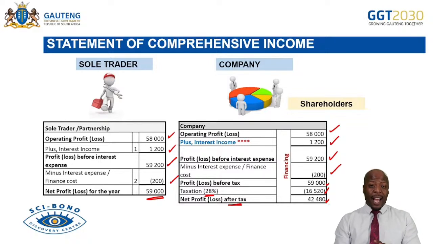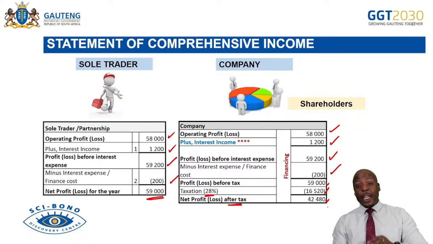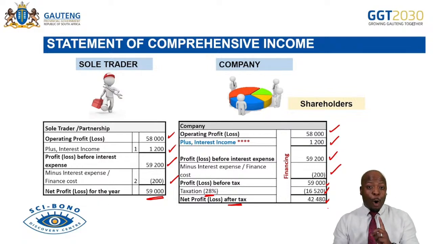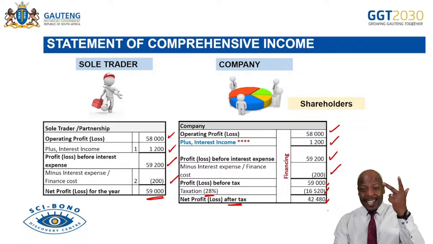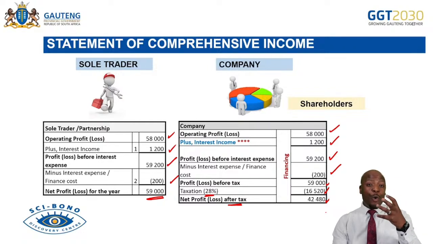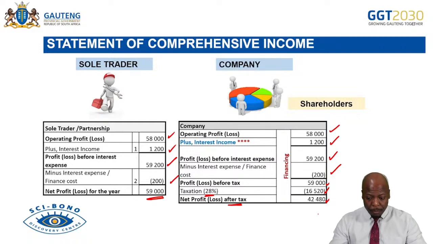So this year, our statement of comprehensive income will assume the same structure, but we're going to add certain aspects onto it, such as audit fees, director's fees, and income tax. Once you know these aspects and where to place them, it becomes easy when you prepare your statement of comprehensive income. All right, let's continue.